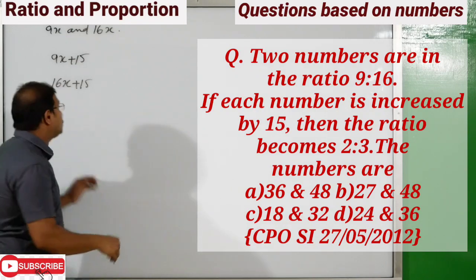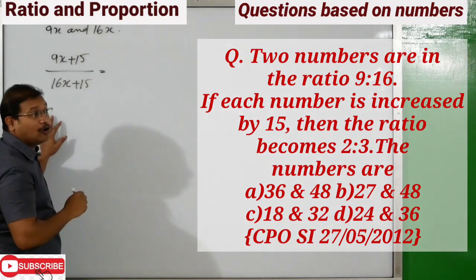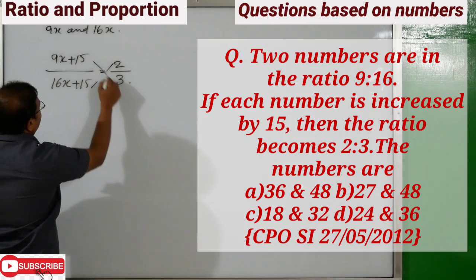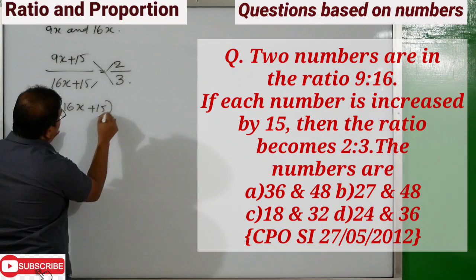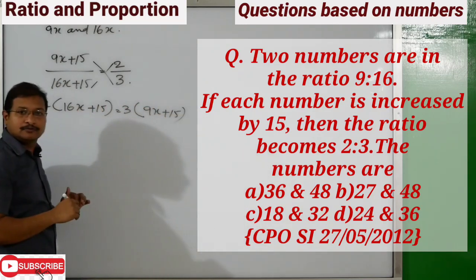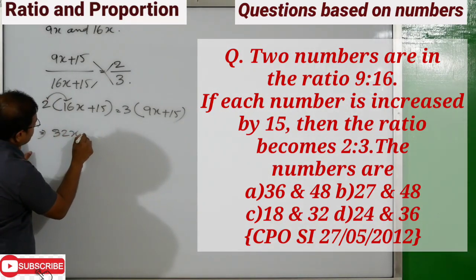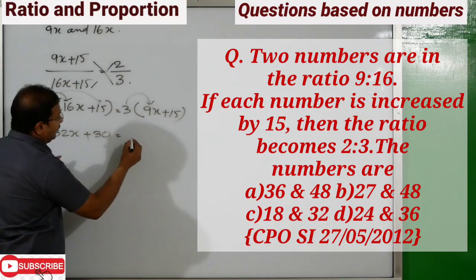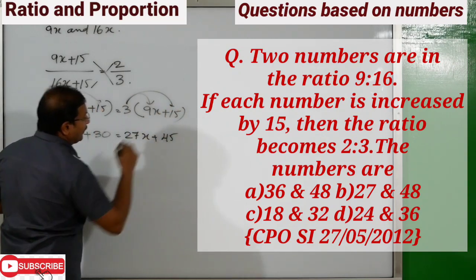The ratio becomes, ratio means dividing. These two divide, equals is already given: 2:3, means 2/3. Let's cross multiply now. 2 into 16x plus 15 equals 3 into 9x plus 15. This implies 2 into 16, that is 32x, plus 2 into 15, that is 30, equals 3 into 9, that is 27x, plus 3 into 15, that is 45.